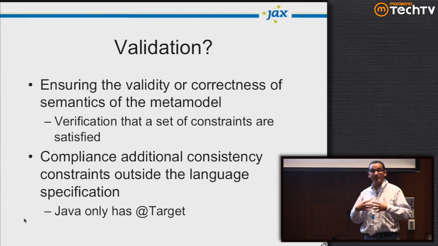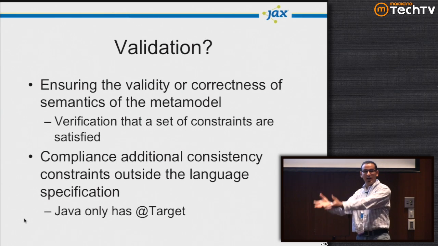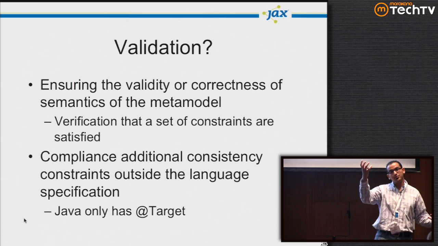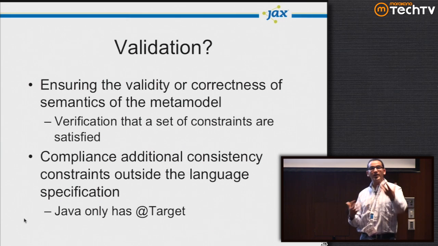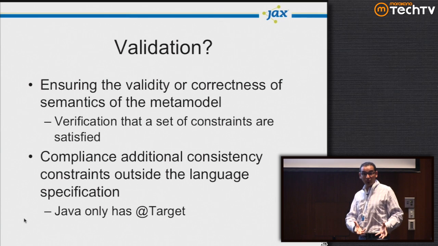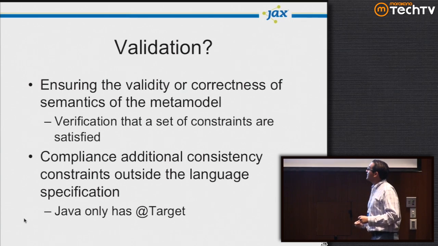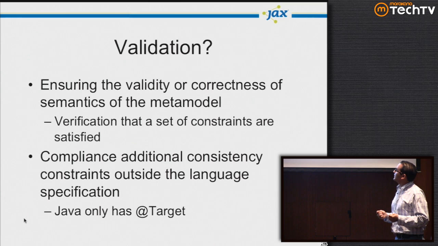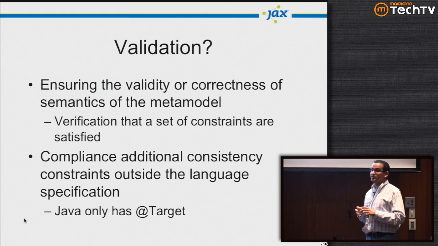of metadata, because metadata brings in semantics. It tells you that this is a column. It tells you that this is an ID. It tells you that this is a table. And there are certain things like in a table you could only have like one ID. For your particular framework, if that's what you want, that's pretty much your choice. And unfortunately, compliance with these additional consistency constraints are outside the Java language spec.